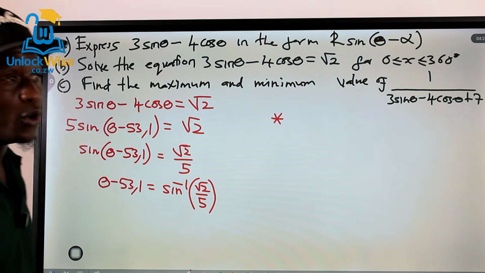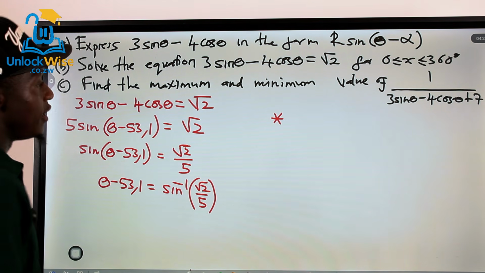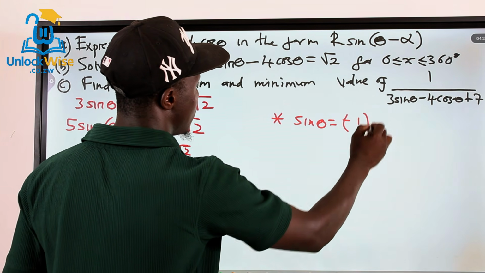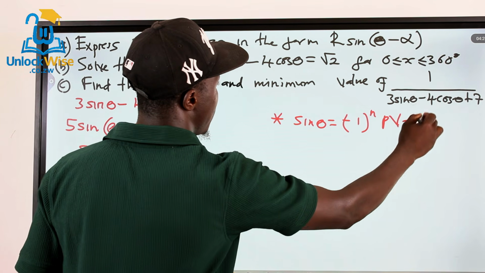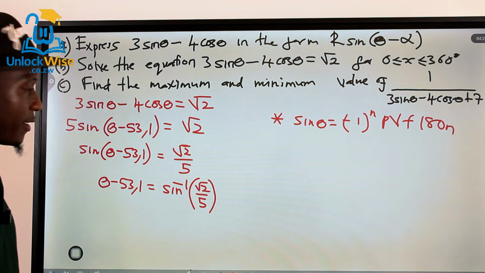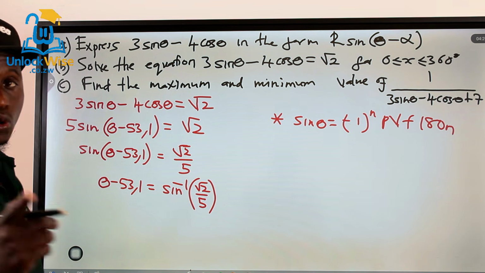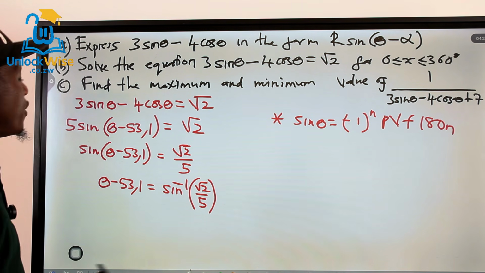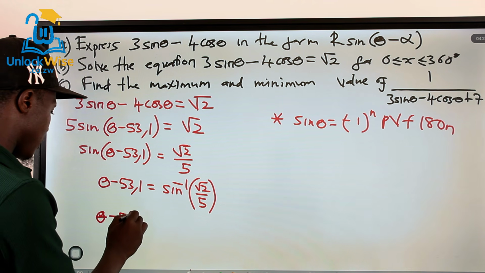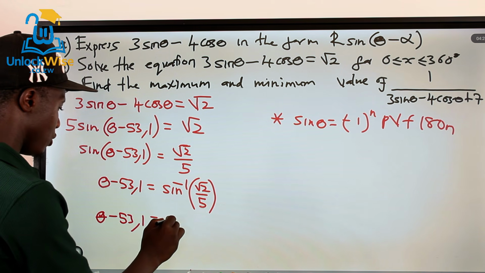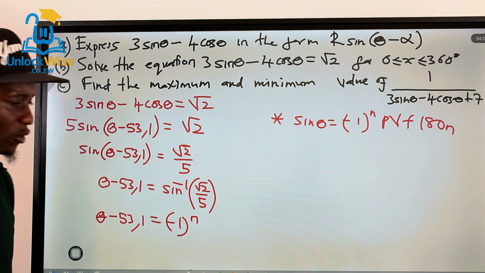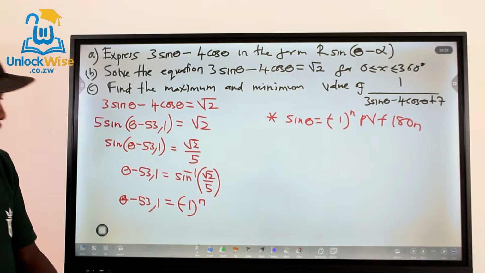Like I said before, when dealing with sine theta, you say sine theta is equals to minus 1 to the power n PV plus 180n. So whatever we are finding by punching on our calculator at arcsine of root 2 over 5, that will be a principal value. So theta minus 53,1 is equals to minus 1 to the power n. What is now the arcsine of root 2 over 5? That is equal to 16.4, if not mistaken.